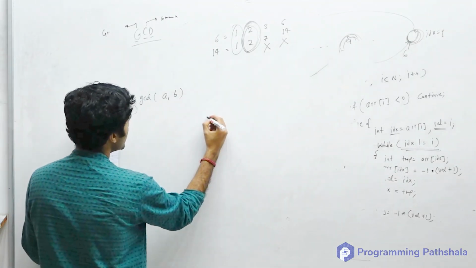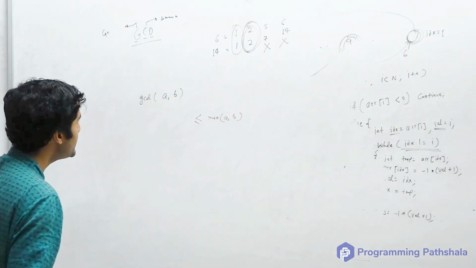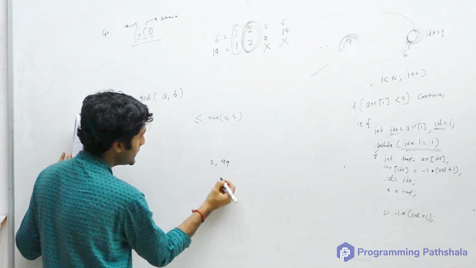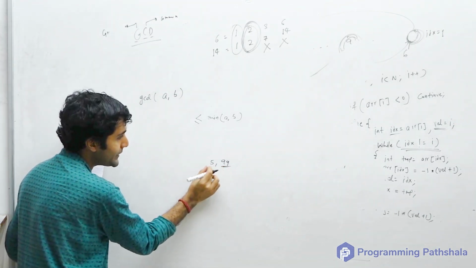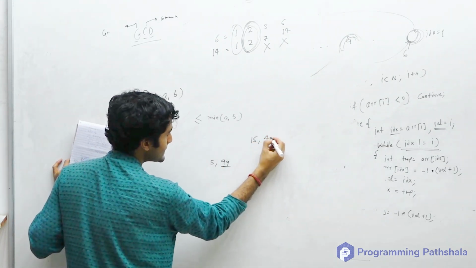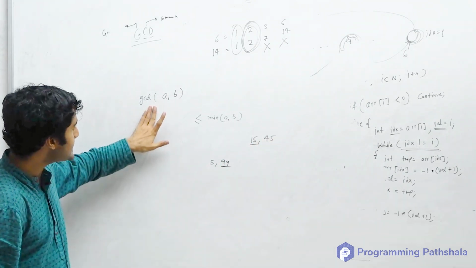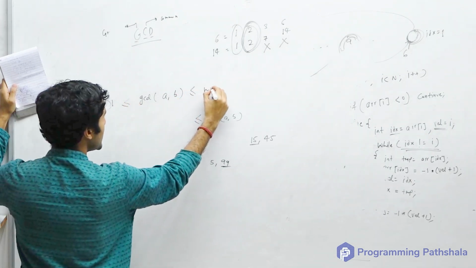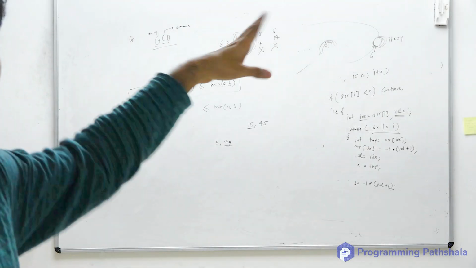Yeah. So your GCD will always be smaller than or equal to the minimum of the two numbers, because it can never happen that you have two numbers, let's say 5 and 99, and the larger number is the GCD, because the larger number will definitely not be a factor of the smaller number. But it can very well happen that 15, which is the minimum, is the GCD. So your GCD will always vary from 1 to the minimum of a comma b.